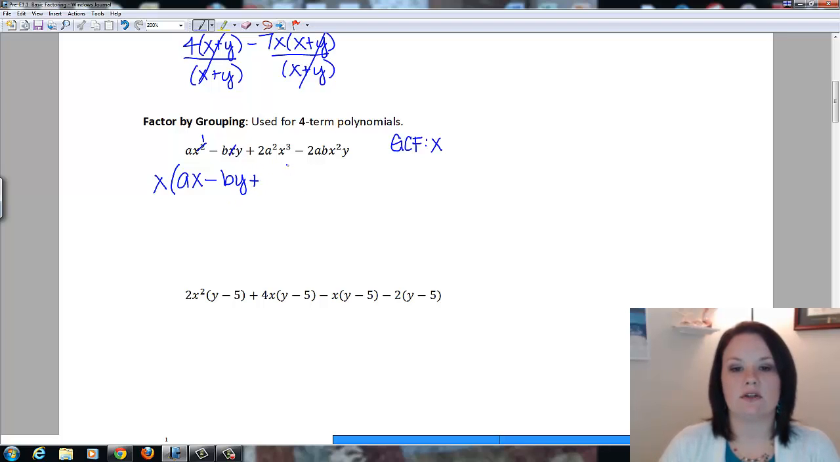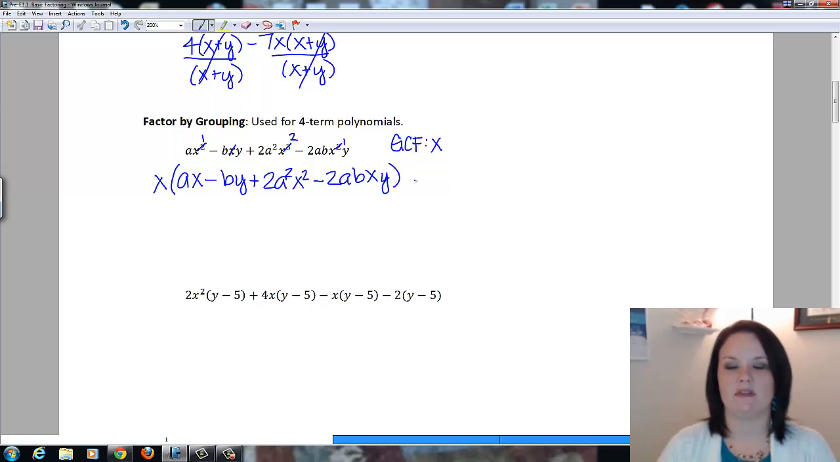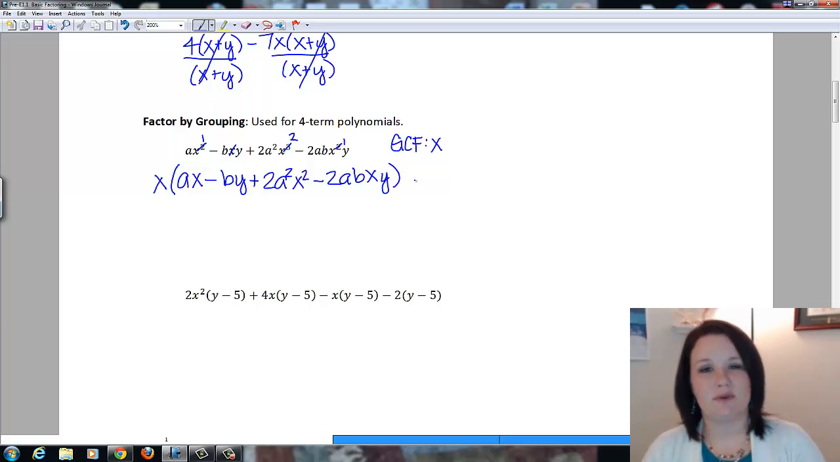In the third term, if I take an x away, I'll still be left with an x squared. So that leaves me with 2a squared x squared. And then my last term, if I take one x away, it will leave me with just one x in that term. So I'll be left with negative 2abxy. Okay. Now, so this is what we did in the last step.